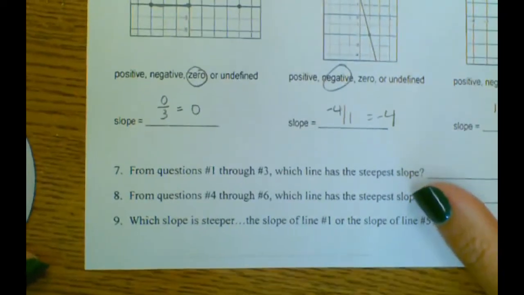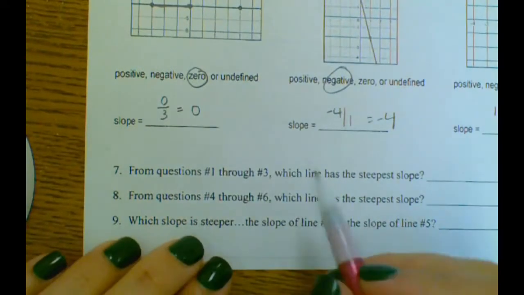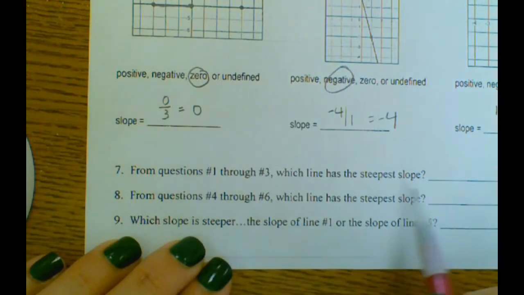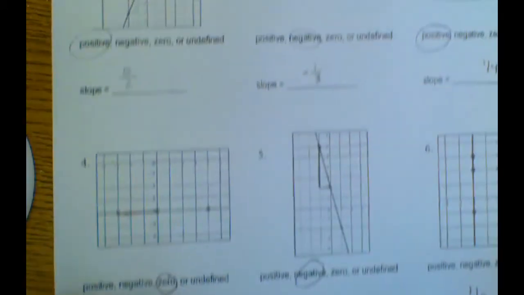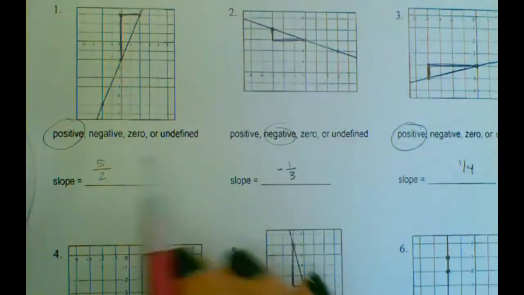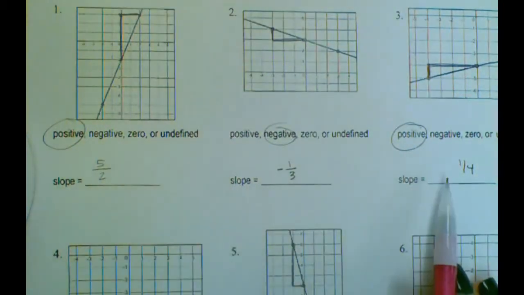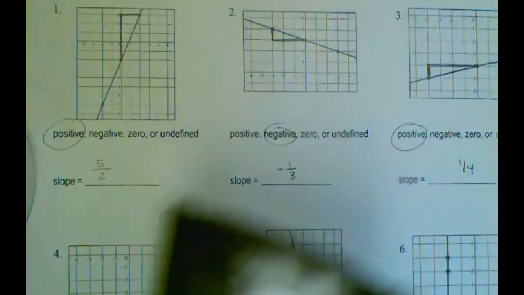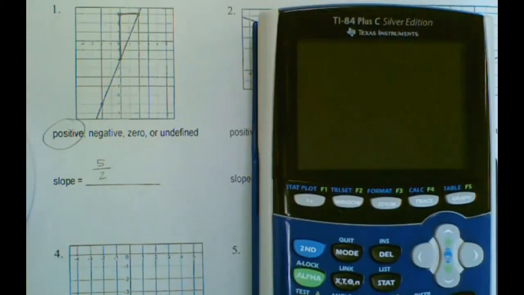Okay, group, this is questions number 7, 8, and 9 on our slope practice for Unit 2. So it says from questions 1 through 3, which line has the steepest slope? So if we're looking at our different slopes of numbers 1 through 3, the decimals might help us here because fractions in our mind might not be super useful. So if you don't know the decimals, we can pull out our calculator.